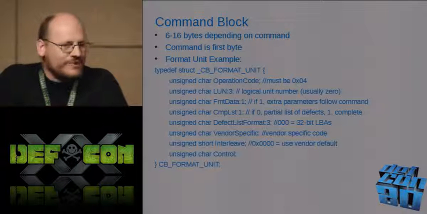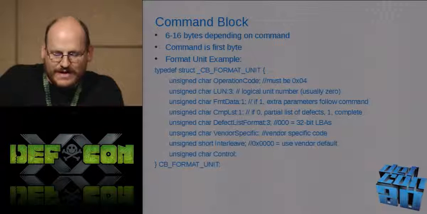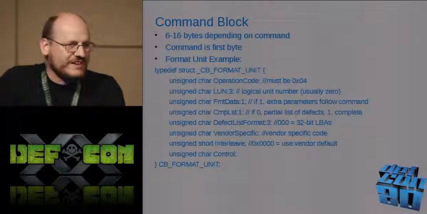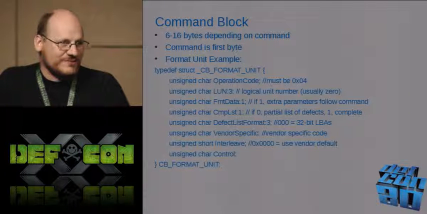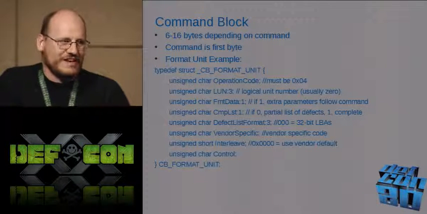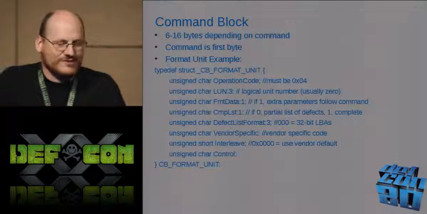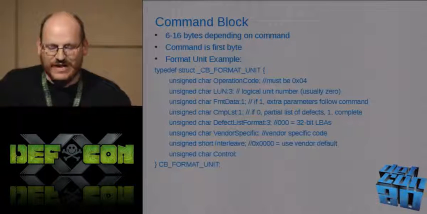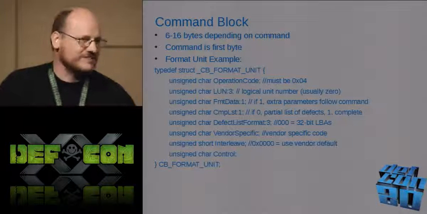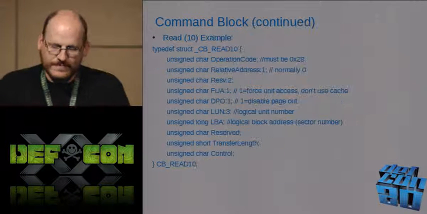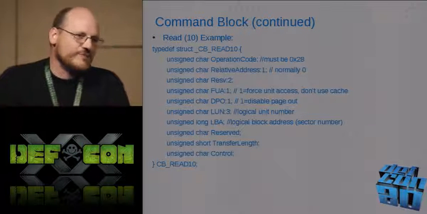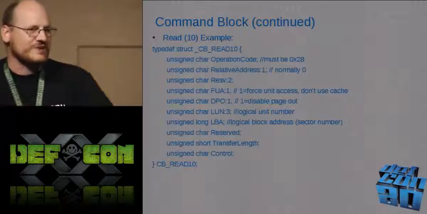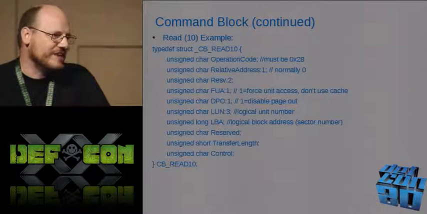Right. So, for example, if I wanted to format a unit, I'm going to have a command block. It looks kind of like this. The first byte is always going to be a command code. Again, what am I supposed to do? I have to know what the command is to know how much more I should really be looking at anyway. What's the logical unit number, et cetera, et cetera. Another example, if I want to do a read, there are different formats for read and write. This one's called read 10, and it's based on how long the command block is.